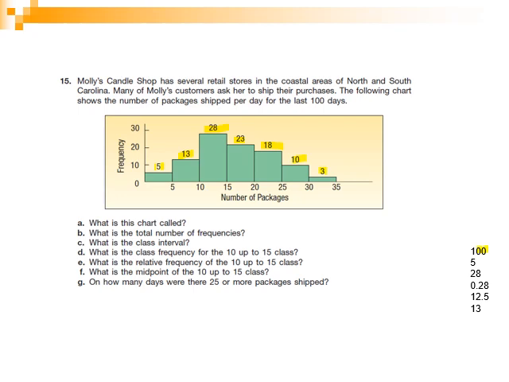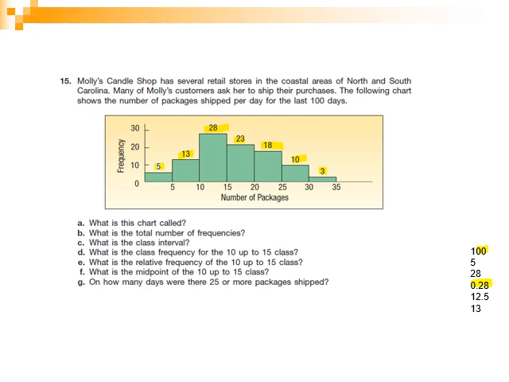What is the class frequency for the class from 10 up to 15? From 10 up to 15, we find the class frequency equal to 28. What is the relative frequency for this class? We get the relative frequency by dividing the frequency in this class by the total frequencies. We already answered that the total frequencies equal 100, so the relative frequency in this class will be 28 over 100, which is equal to 0.28.